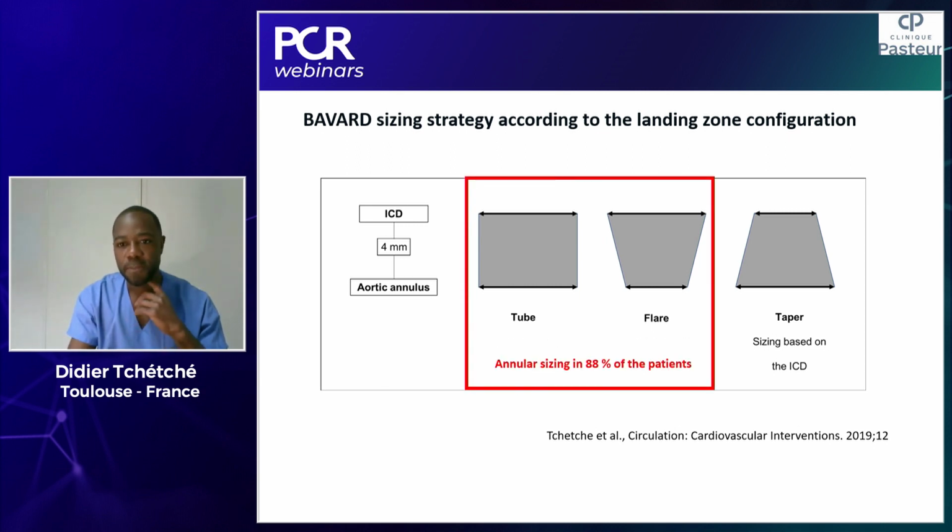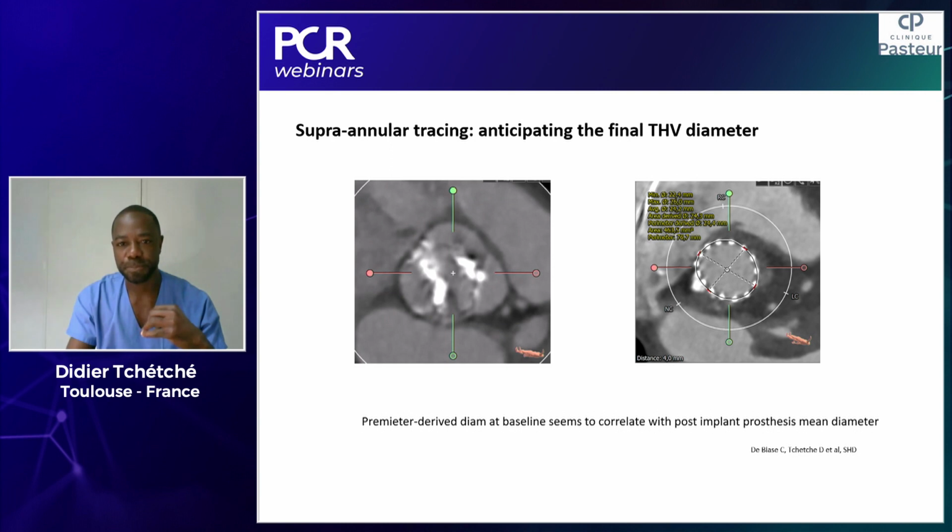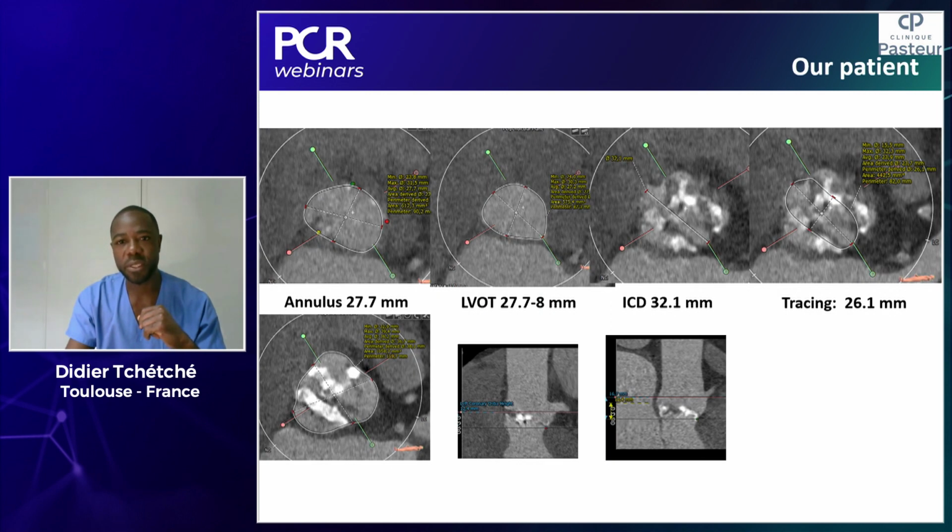But quite reassuringly, in close to 90% of the cases, we can size based on the annulus, and this is really important for bicuspid aortic valves. But we have to understand what is the aspect of the supraannular region, just to be able to avoid complications. This is something that we published last year. If you do the supraannular tracing at 4 millimeters above the annulus, the mean perimeter derived diameter that you get is closely related to the mean perimeter derived diameter of the device after implant. So this may be helpful in gray zone configurations.